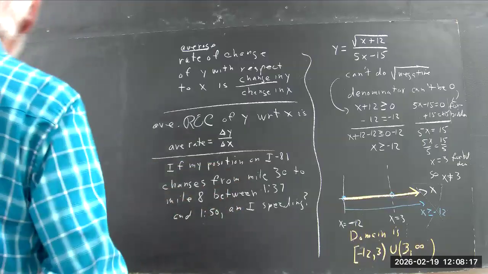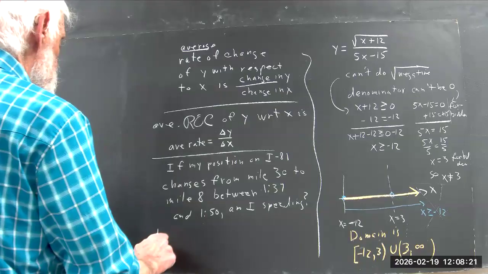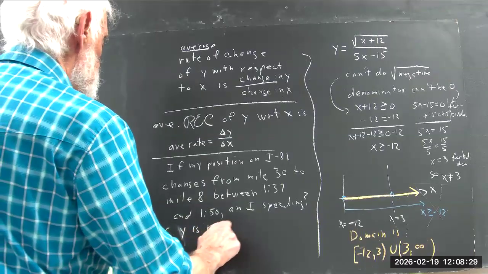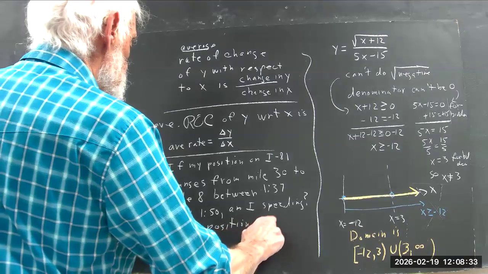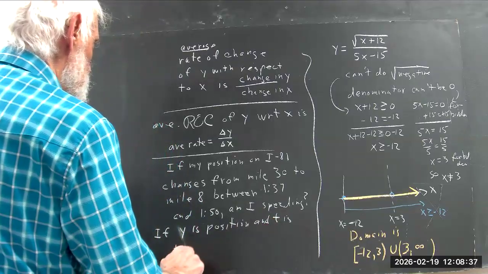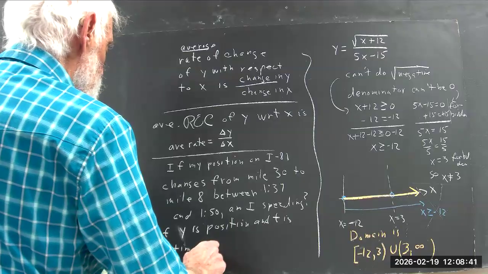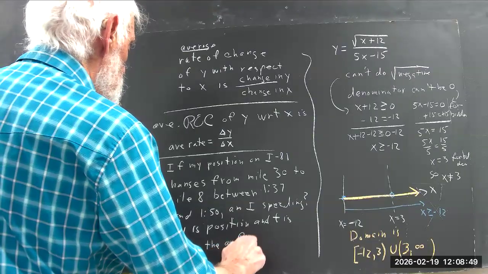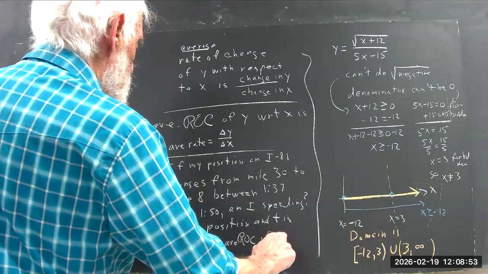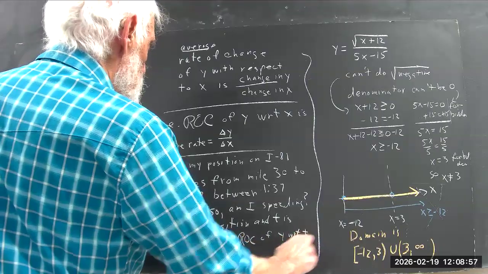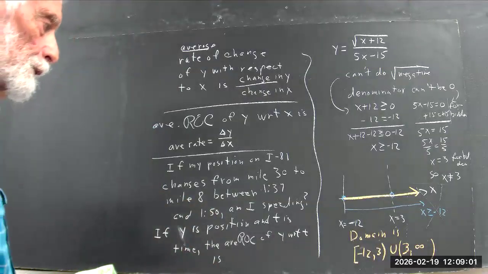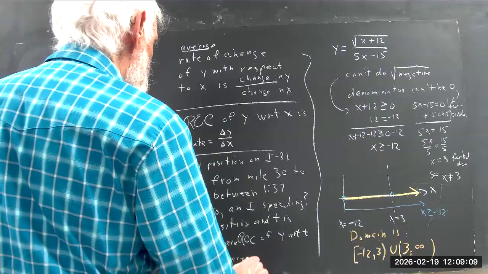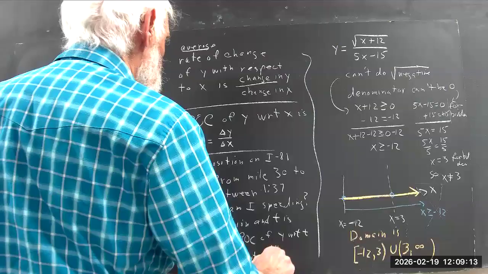Okay, how are we going to answer this question? So I'm going to say if y is position and t is time, the average rate of change of y with respect to t, average rate is delta y over delta t.